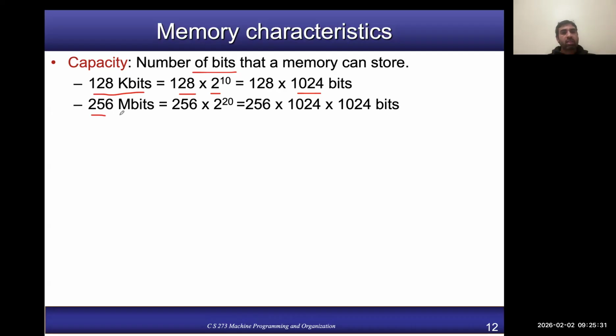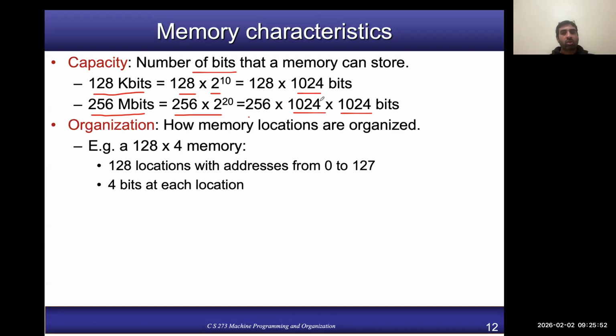As another example, let's say I have a memory chip with a capacity of 256 megabits. It means that it can hold 256 times 2 raised to power 20 bits, and 2 raised to power 20 is basically 1024 times 1024. So you can do the math and find how many bits can be stored in that chip. This was about how we specify the capacity of a memory. So capacity is specified in number of bits, right?